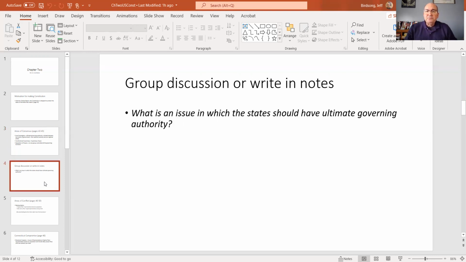An interesting area of reflection, I should say. So we'll have some discussion in face-to-face classes. But those of you taking this class online, again, use this opportunity, pause the presentation and just write down in your notes what you think might be an issue in which states should have ultimate governing authority. So it's not up to the central authority, it's not up to the national government, it would be up to the state governments. Think that one over.